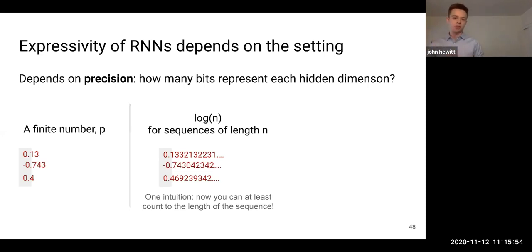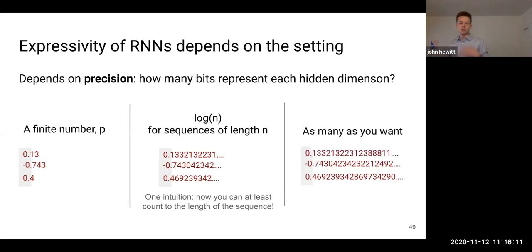A popular option for a theoretical setting is actually log of n bits, where n is the sequence length. The intuition here is that without log of n, you can't even count the length of the sequence. So this allows you some more wiggle room in your theoretical setting. And then a third option is as many bits as you want, infinite bits, infinite precision. I'm going to argue this is not what we do, but it's a theoretical setting you can imagine.